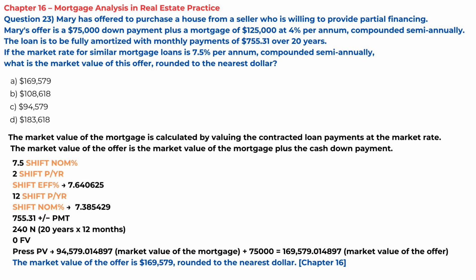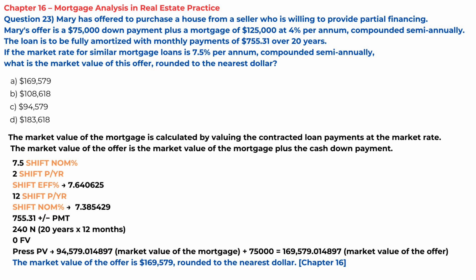The market value of the mortgage is calculated by valuing the contracted loan payments at the market rate. The market value of the offer is the market value of the mortgage plus the cash down payment. 7.5 Shift NOM. 2. Shift PYR. Shift effective, calculator stores J1 equals 7.640625. 12. Shift PYR Shift NOM. Calculator displays J12 equals 7.385429. Enter 755.31, plus and minus sign, and then press PMT.